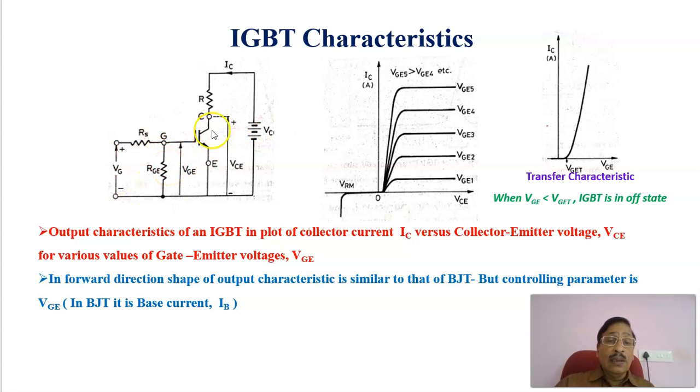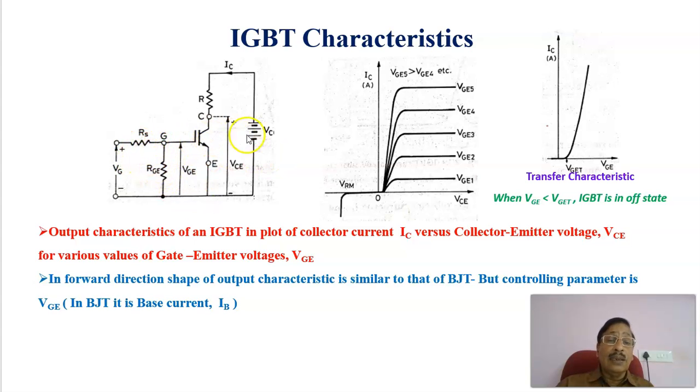Therefore, the IGBT is a voltage control device. We are varying the voltage between gate and emitter. In a bipolar junction transistor, BJT, it is a current control device, and the IGBT is a voltage control device like a MOSFET. Here we are varying the voltage between gate and emitter, but in a bipolar junction transistor, we will be controlling the base current.